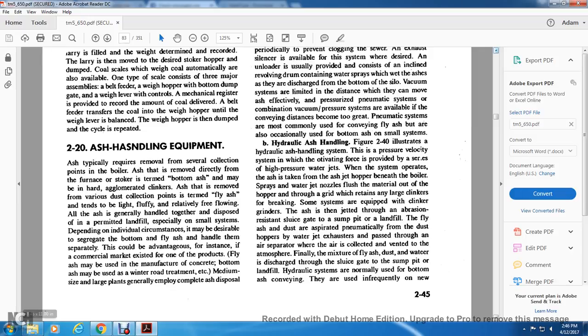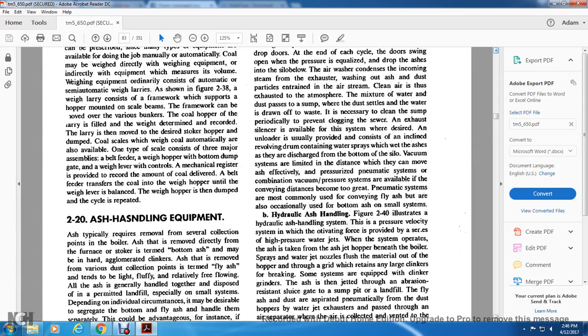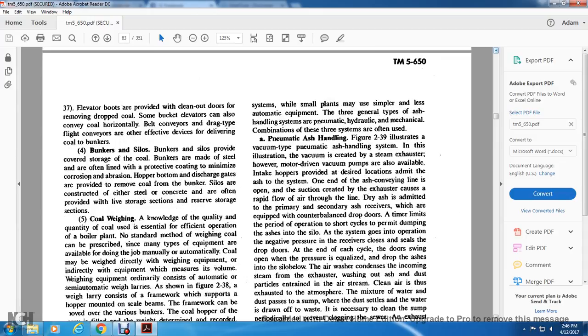Medium-sized and large plants generally employ complete ash disposal systems, with small plants using simpler, less automatic equipment. The three general types of ash handling system equipment are pneumatic, hydraulic, and mechanical. Combinations of these three systems are also used.